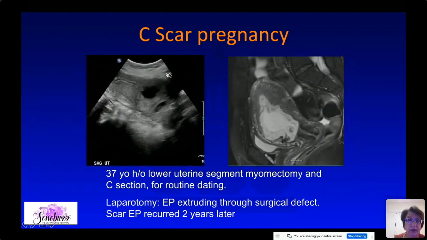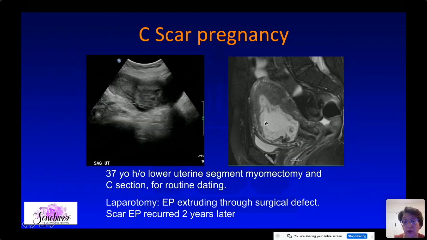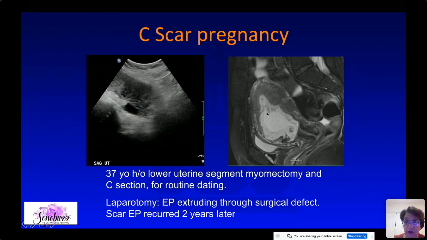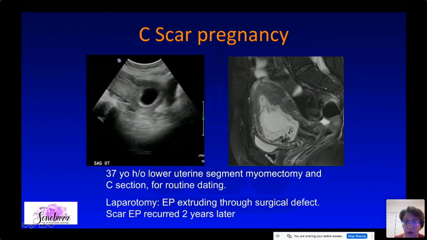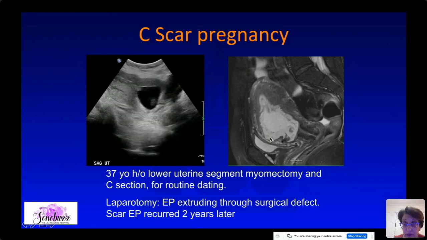Again, another example, same thing. And if you're not sure or the GYN wants to plan for treatment, you can see on the MR again, implantation in the C-section scar with no myometrium, a very thin myometrium between the bladder and the gestational sac.